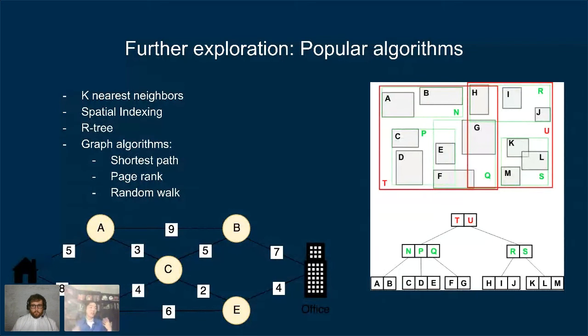And the last one, not the last one, but one I want to mention in here, is random walk. Also, if you look into graph neural networks, it will be something to look into.